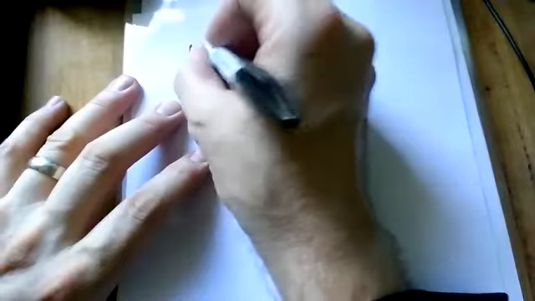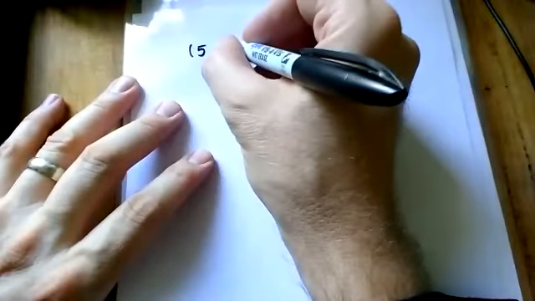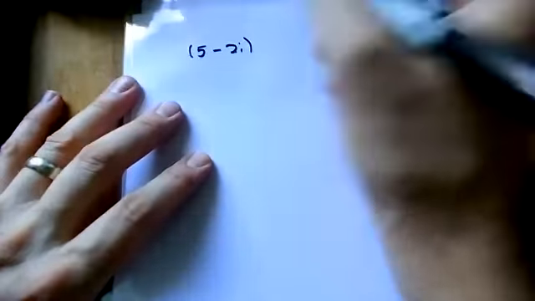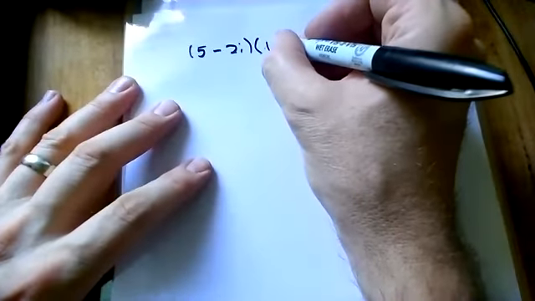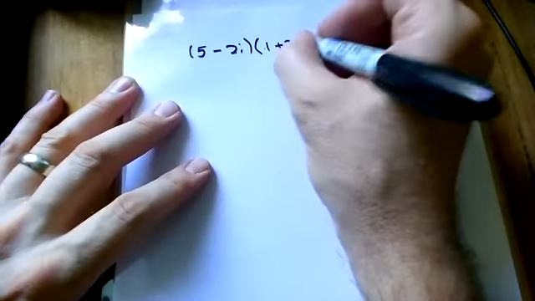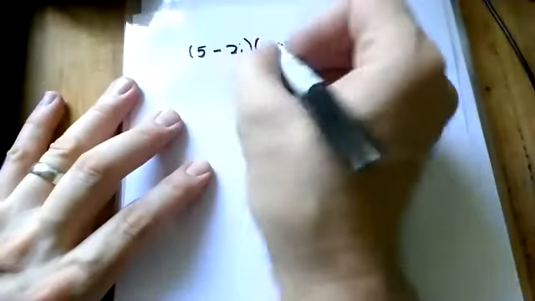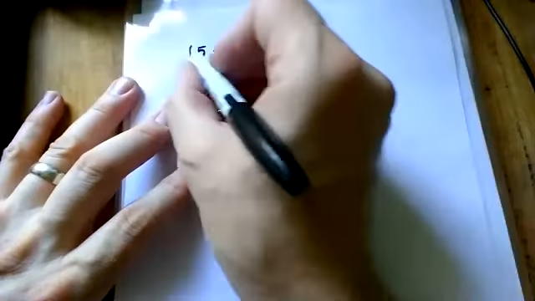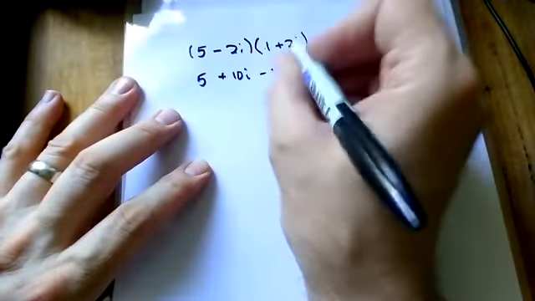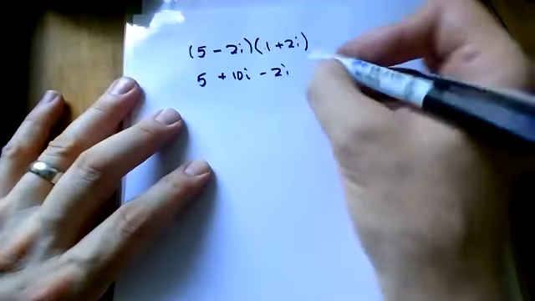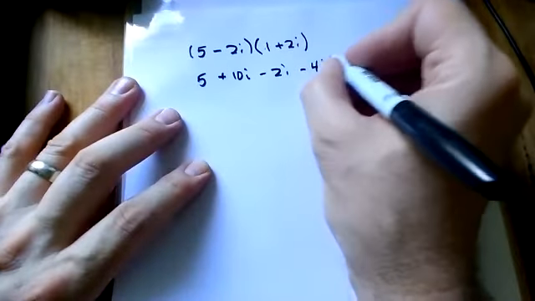Let's do another example here. And let's say we've got something like, I'm going to do 5 minus 2i, and let's multiply this by 1 plus 2i. Okay, 5 times 1 is 5. 5 times 2i is going to be plus 10i, then minus 2i. And the negative 2i times 2i is going to be minus 4i squared.